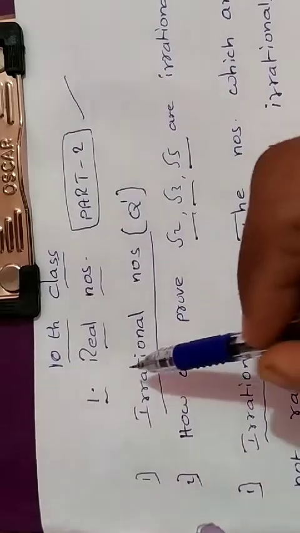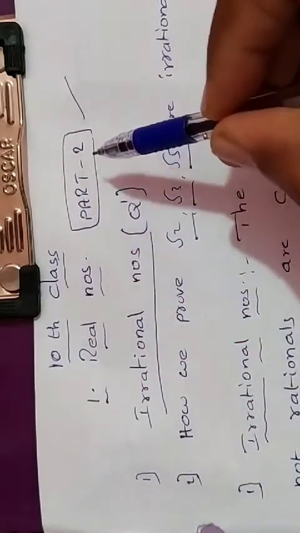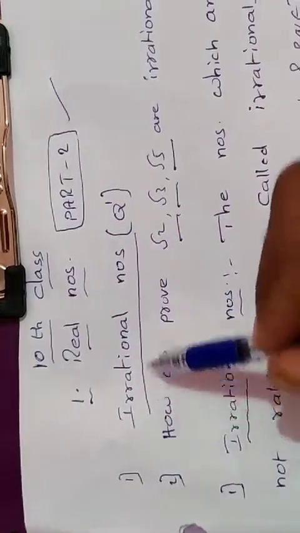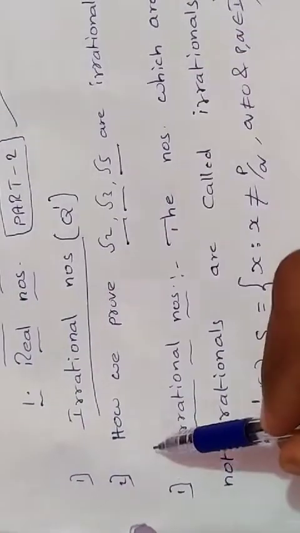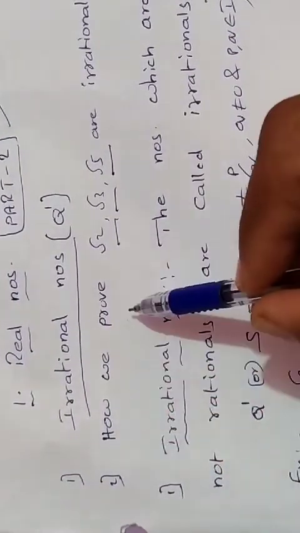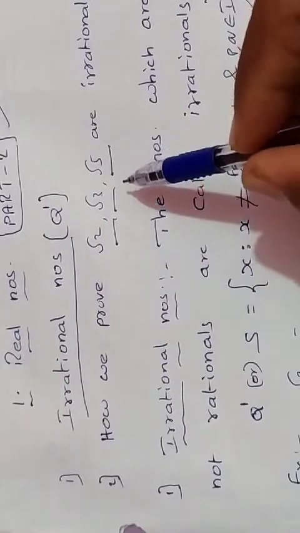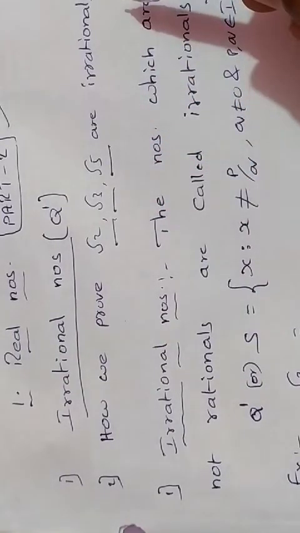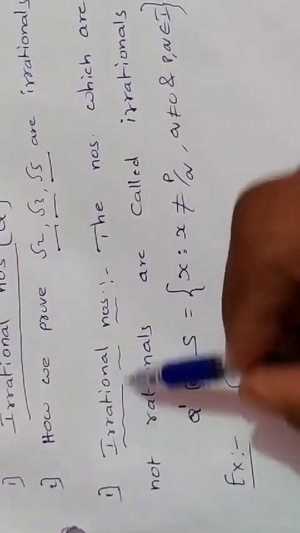Today we discuss real numbers part 2. In this part 2 we discuss the definition of irrational numbers, and the second topic, how do we prove root 2, root 3, root 5 are irrationals. Yes, first we go for the definition of irrational number.